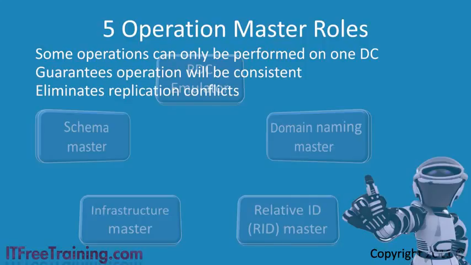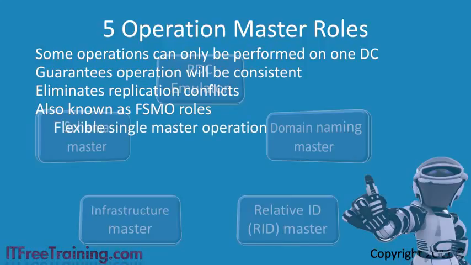In Active Directory, there are 5 operational master roles, otherwise known as FSMO roles. FSMO stands for Flexible Single Master Operation. Some of these master roles work on the whole forest and others work at the domain level. You are free to move these operational master roles from one domain controller to another domain controller.